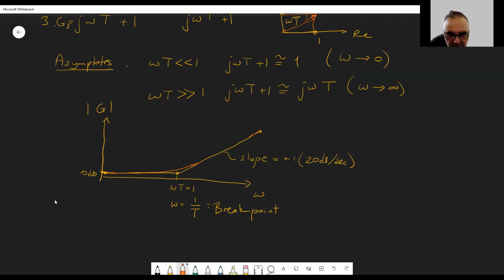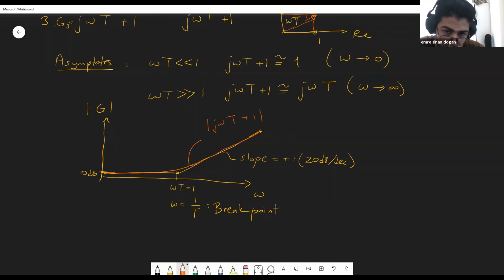So the real thing is going to be something, these are the asymptotes, and it will be something like this. This will be j omega t plus 1 magnitude. Is it going to be parabolic? I don't know, probably not. But it is going to be deviating from the asymptotes; it is exactly these values at the high and low ends. So, is the graph touching the omega t equals 1 point? It doesn't touch. There is a difference here. Okay, I see.